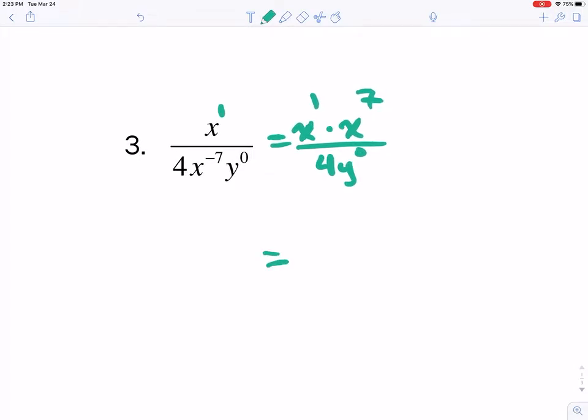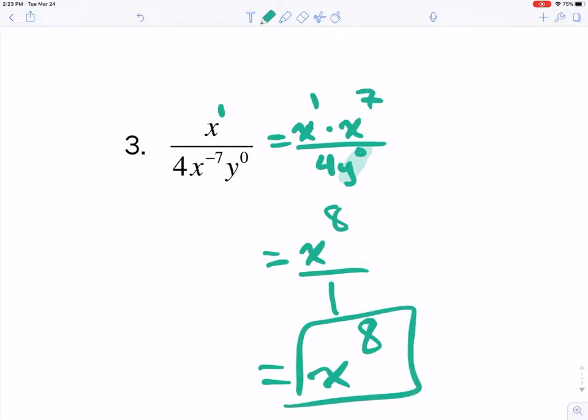Alright, so using properties, multiplication with common base is addition. So I get x to the 8th. Notice that y to the 0, anything to the 0 power is 1. So my final answer is just going to be x to the 8th, all over 4. Let me just rewrite that.